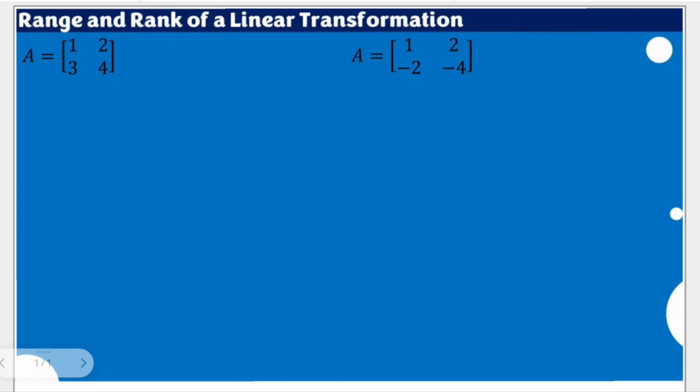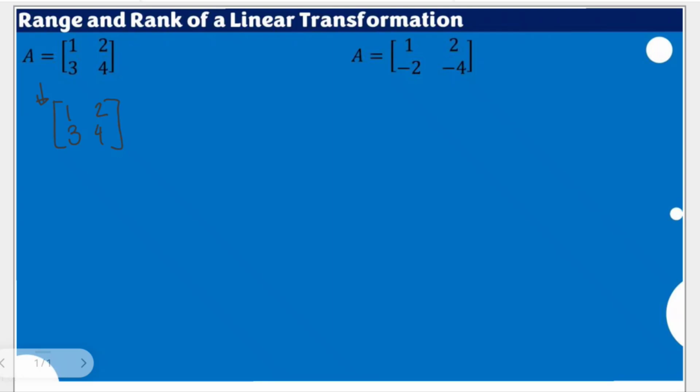We're going to pick the columns with the pivot positions, or the pivot columns, and we're going to refer that to the original to come up with our basis of the range, while the rank is the dimension of the basis of the range. So again, we are going to come up with a reduced row echelon form of these two matrices. To start with, we are going to use this matrix 1, 2, 3, 4.